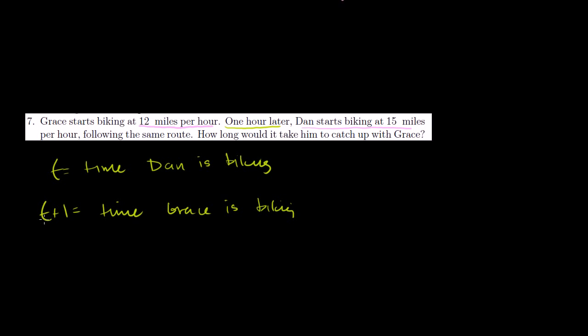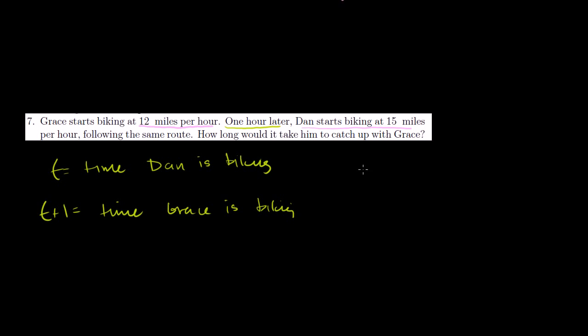So let t equal the time Grace is biking. Actually, let me do it this way. Let me do it the time Dan is biking. Then how long will Grace be biking? Well, he starts an hour later. So whatever number this is, Grace is going to be biking for 1 more hour. So t plus 1 is equal to the time Grace is biking. When this is 0, this is going to be 1. She would have already been biking for 1 hour.